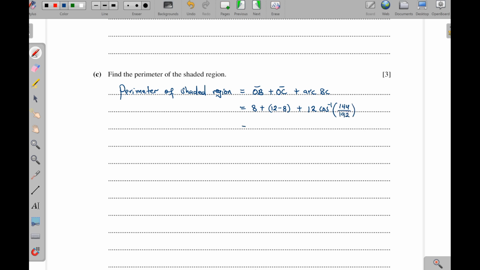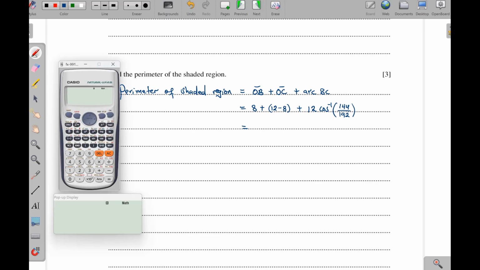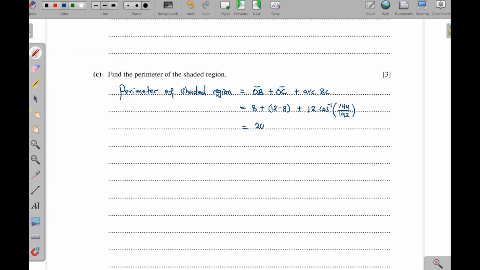So putting everything in the calculator, what do we get? Remember, your calculator has to remain in radians. So we have 8, then plus 12 minus 8, that's 4. Then plus, this is the 12, then the arc cos of 144, then out of 192. And then what do we get here? This is 20.7 to 3 significant figures. 20.7 centimeters to 3 significant figures. And that is that. Question 10.